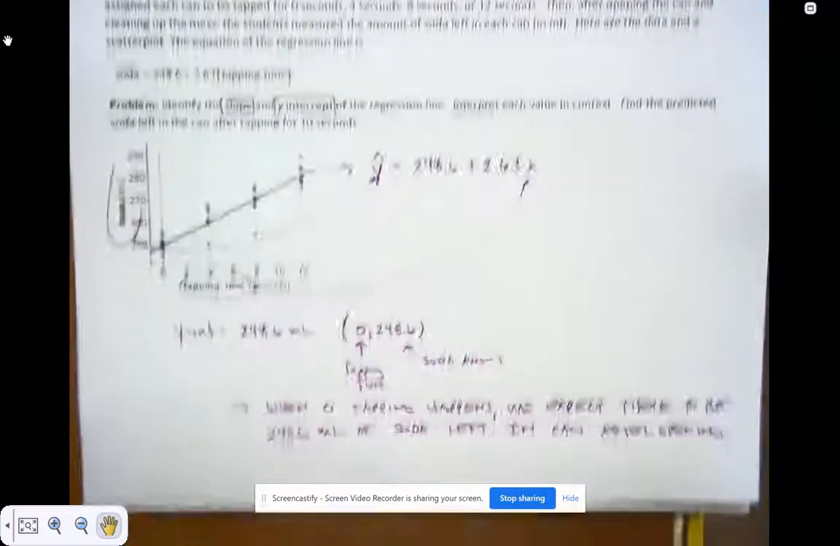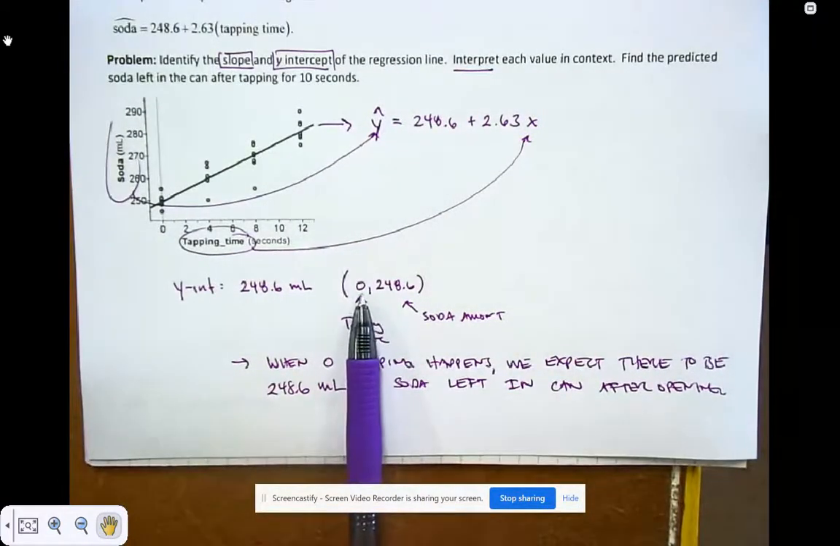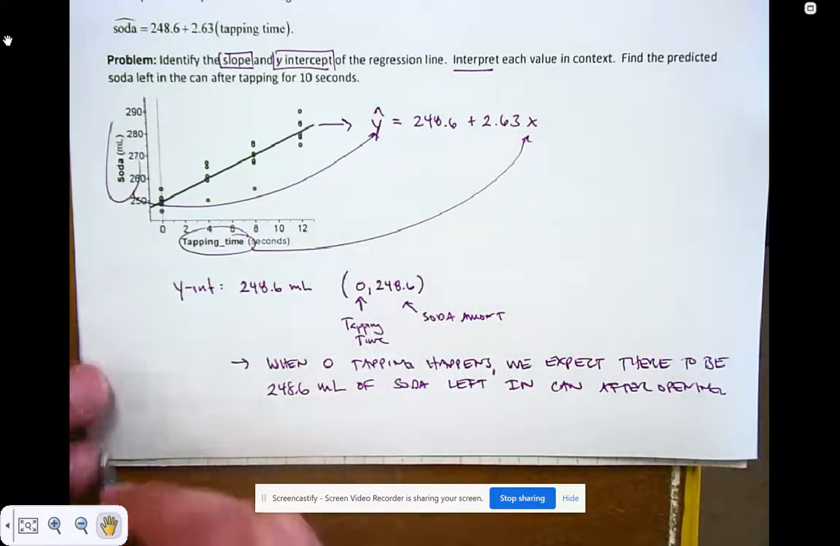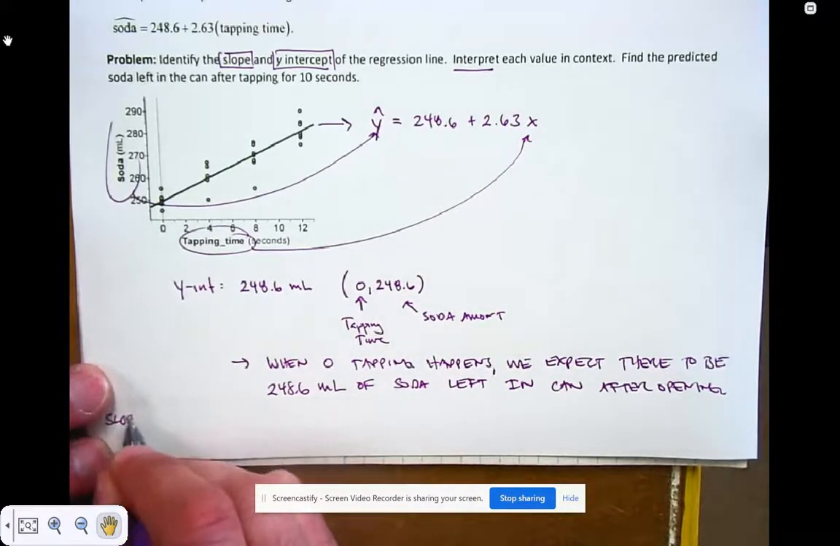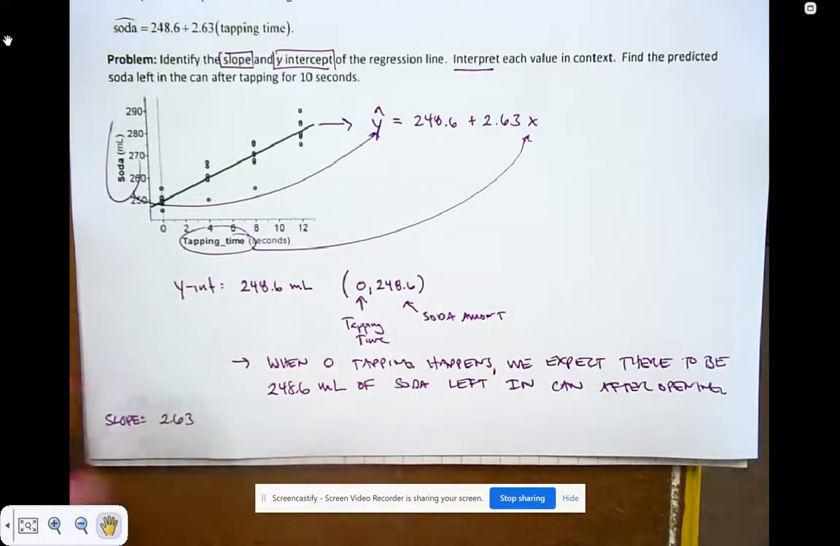Okay. And so a y-intercept, right, from algebra 1, is a coordinate point that has a 0 value for x, and then that's the y value. And so you're just interpreting, right, in context what that means. Okay. Our next one is the slope. And our slope has a value of 2.63.